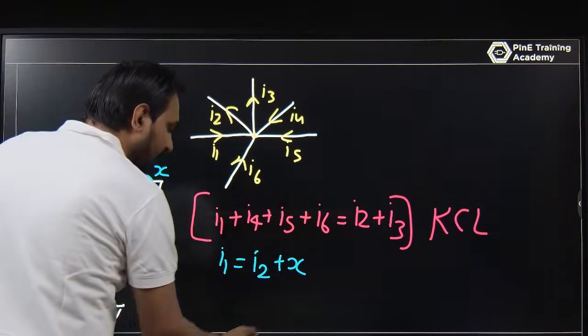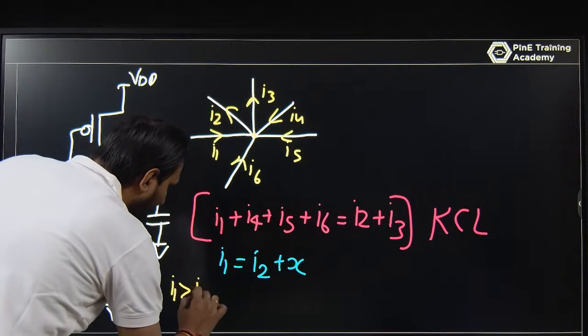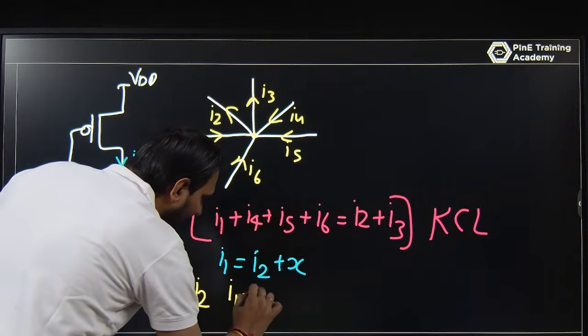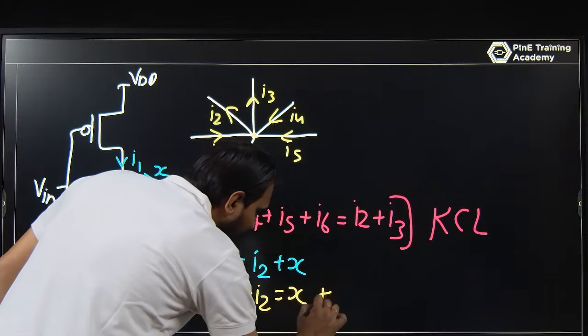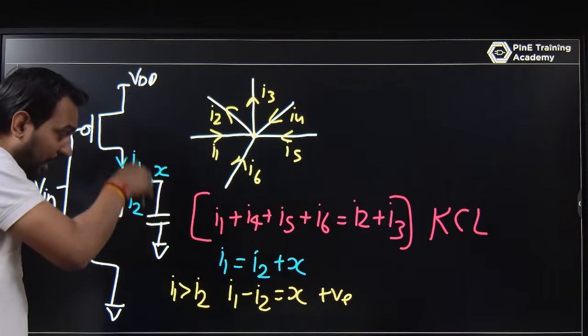The first case, I1 is greater than I2, so I1 minus I2 is your Ix, and that is a positive value. It means this has a current going towards the capacitor, so the capacitor is charging.